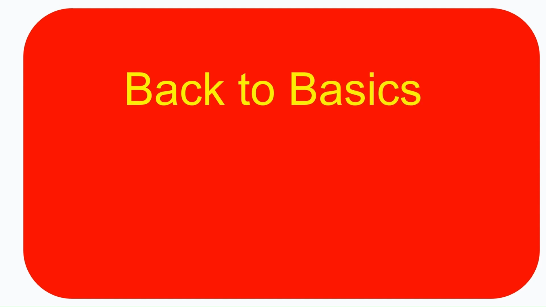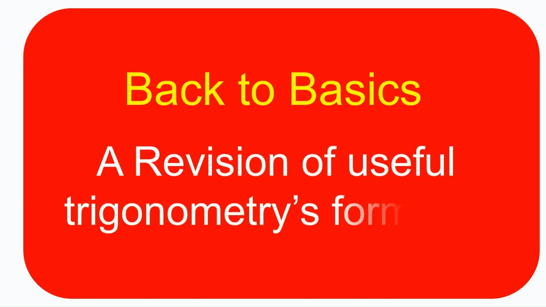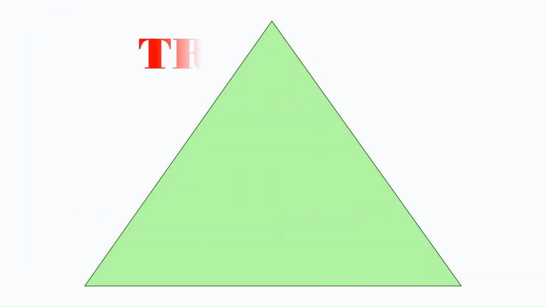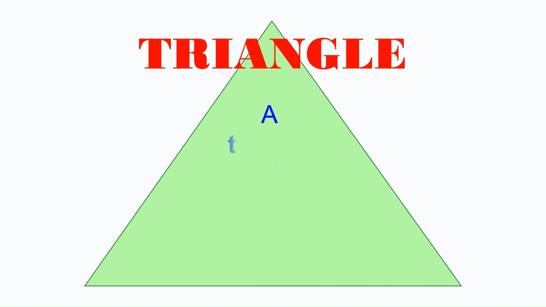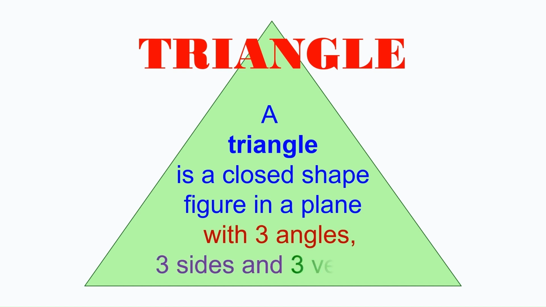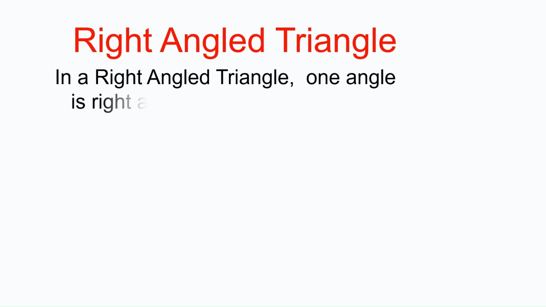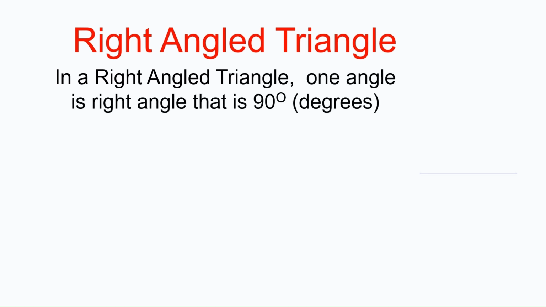Before we start, we recollect some basic formulas of trigonometry. A revision of useful trigonometry formulas. A triangle is a closed shape figure in a plane with 3 angles, 3 sides, and 3 vertices. In a right-angled triangle, one angle is a right angle, that is 90 degrees.